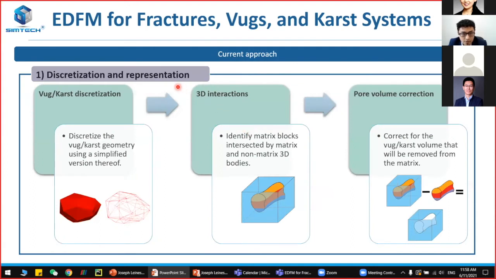Here I'm going to show in a little bit more detail every single part of the first phase. The first phase talks about discretization and representation. Here we have the first part that deals with the Vug and Karst discretization. The second part talks about the 3D interactions between all those bodies, and the final part is regarding the pore volume correction that we are going to need to include to honor the volume of Vugs and Karst. So let's talk a little bit more in detail about every single one of them.